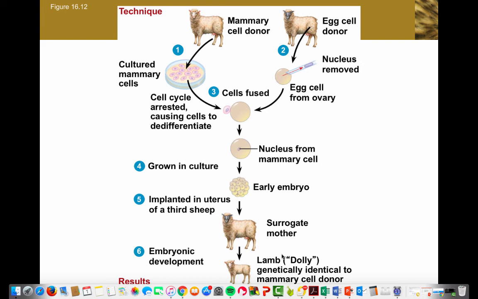And then basically it allowed the embryo to grow inside, and then it was born, and Dolly the lamb was genetically identical to the original mammary cell donor that was here. Now the problem is it's not perfect, and there are still some flaws in it, because Dolly was somewhat sick from the process, but they're still working to make it better.